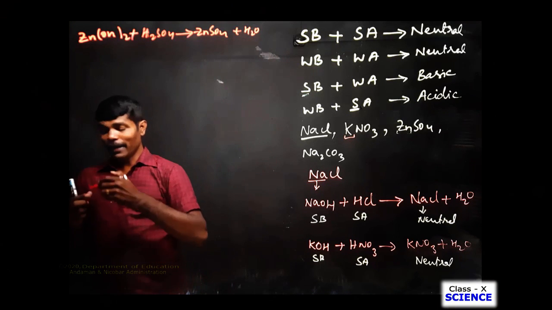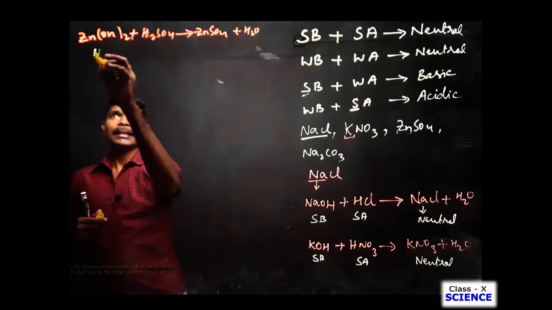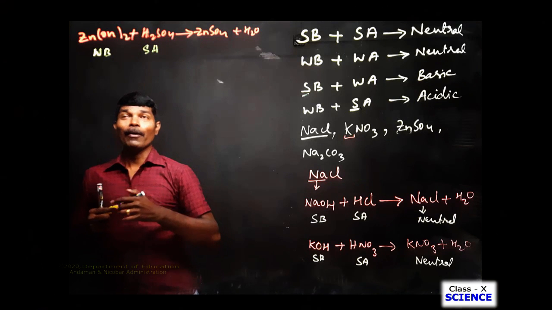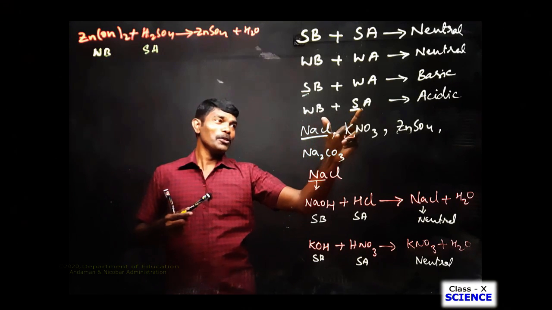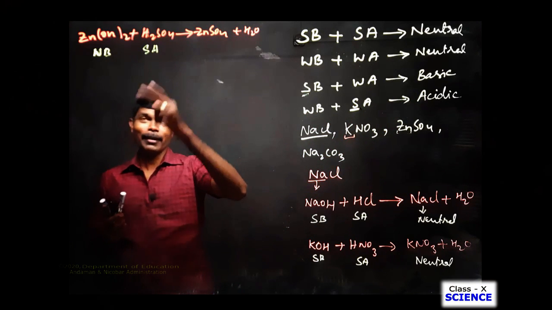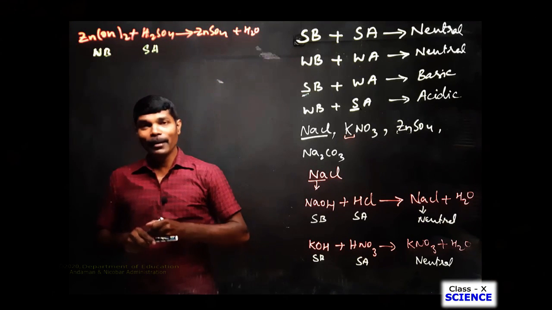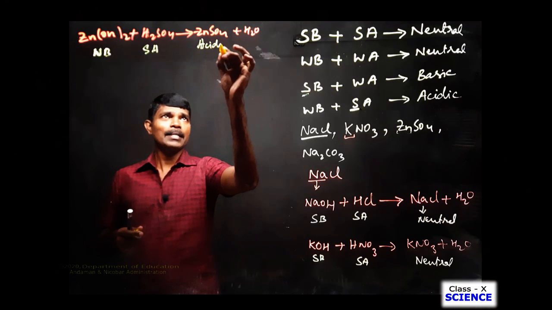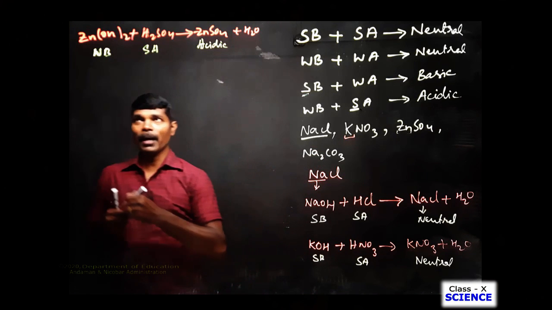Now zinc hydroxide is a weak base, and sulfuric acid is a strong acid. So when a weak base reacts with the strong acid, here the strong one will be the dominant factor, so the salt we obtain will be acidic. This will be acidic. Got it? Very easy. Now let us see the next salt, that is sodium carbonate.